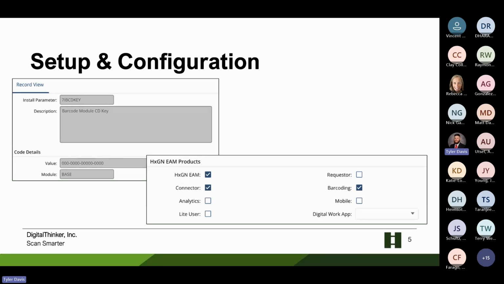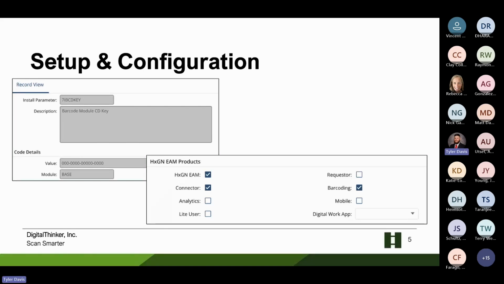So talking about the license key that's required, that's the 7IBCE key. This controls your barcoding license and access. Without that, you don't really have the core trigger enabled to produce the labeling functionality.